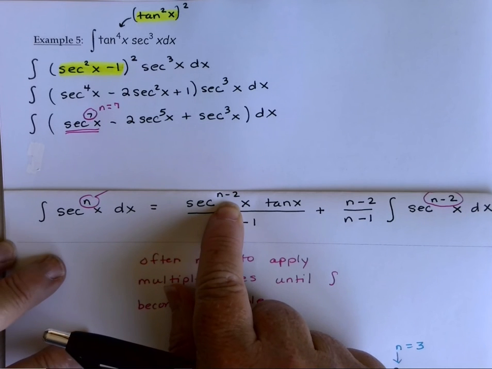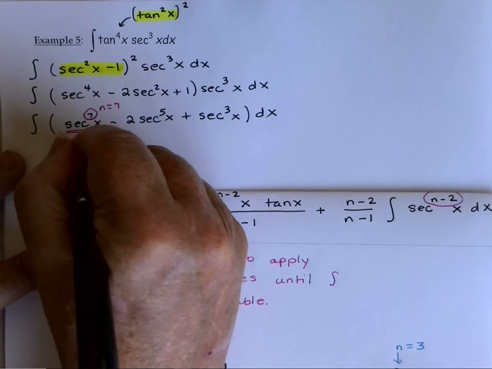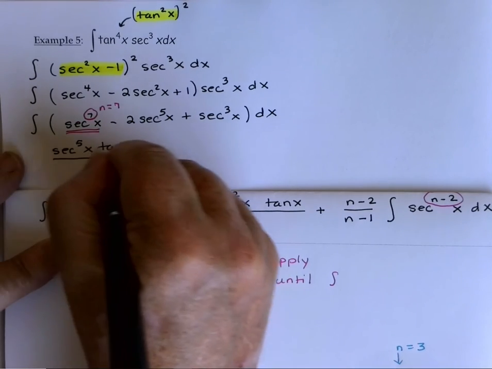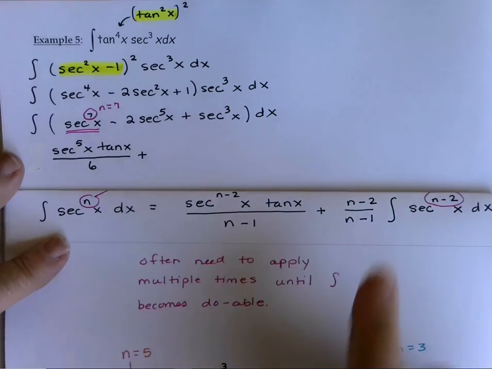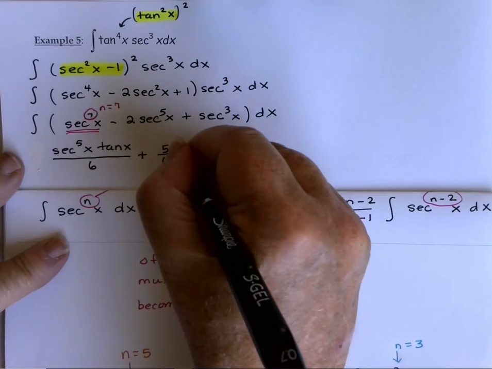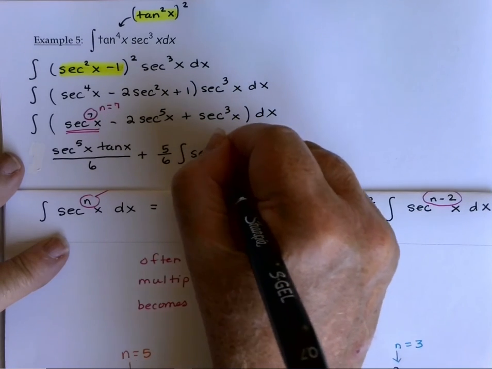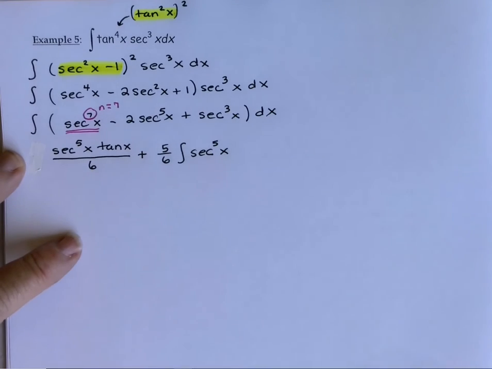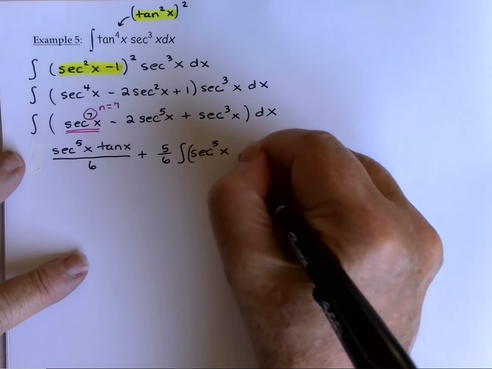I'm going to get the n equals 7, so secant to the 5th x, tangent x, over n minus 1, which would be 6, plus 5 over 6, integral of secant to the 5th x. It says dx right there, but I'm actually going to sneak something in here. I also have a minus 2 secant to the 5th, so I'm going to put those together.